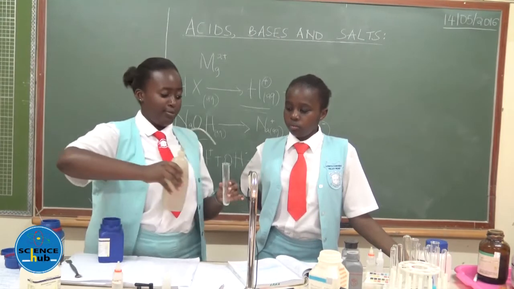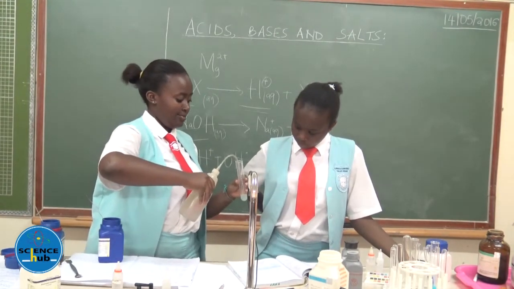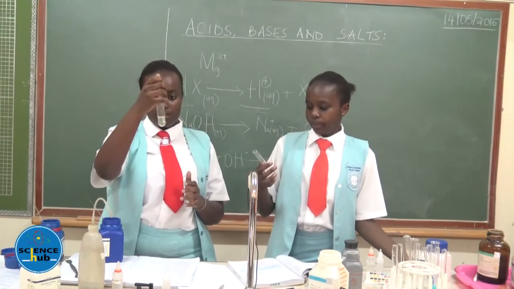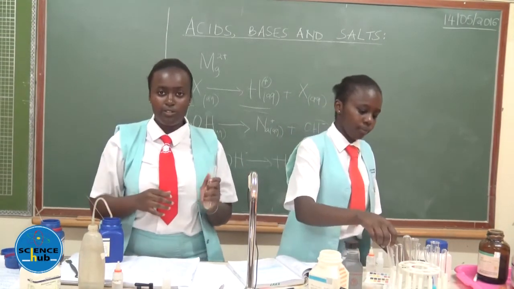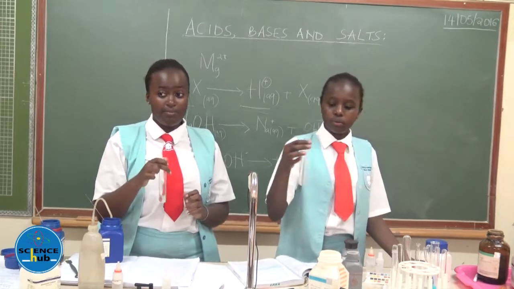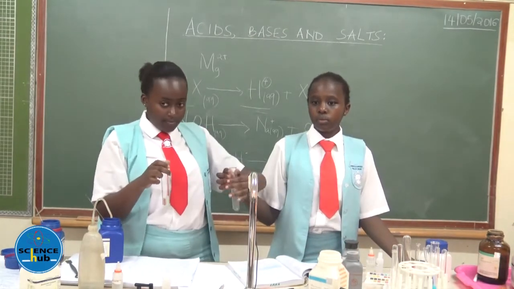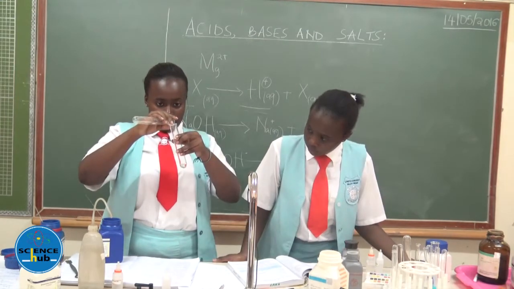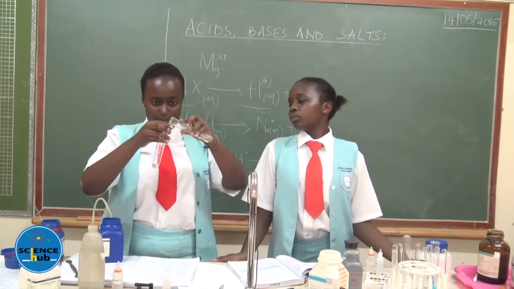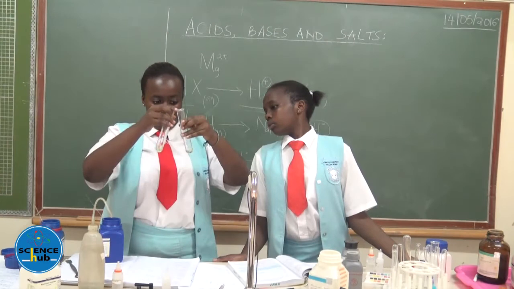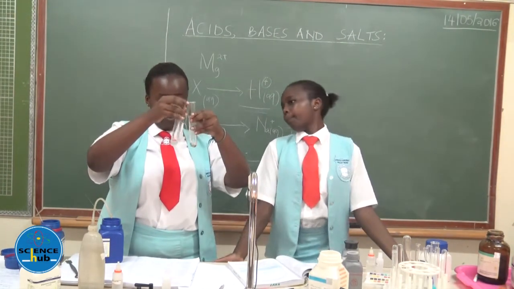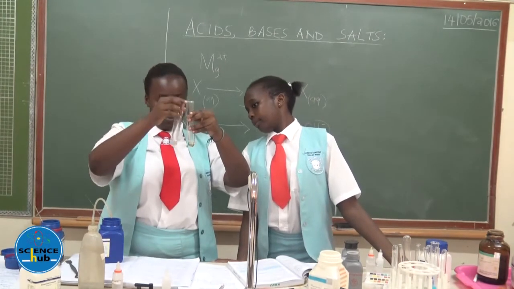and we're going to add water. This solution, we're going to separate it into 2 solutions so as to react with the sodium hydroxide and the ammonium ions. We try as possible to make the 2 solutions equal. There.